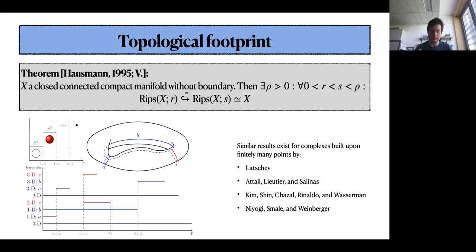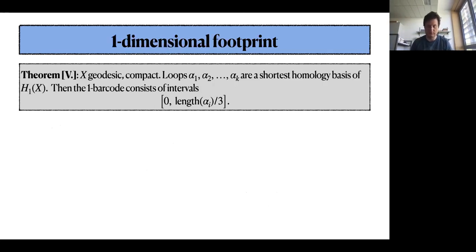Then, increasing the scale beyond small scales, the easiest thing to consider is one-dimensional homology. At this point, we'll focus on one-dimensional persistent homology of geodesic spaces. It turns out that it actually describes a shortest homology basis. So let's see what the theorem states.